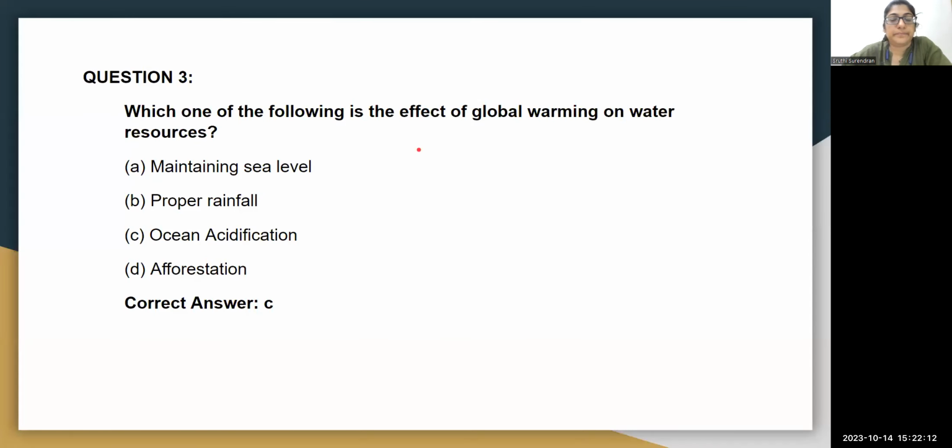So the effect of global warming, which out of the following is the effect of global warming on water resource was the question. And the correct answer is ocean acidification, option C.